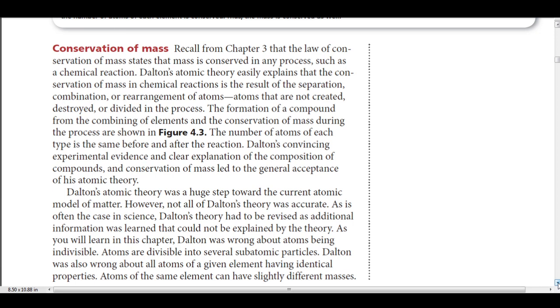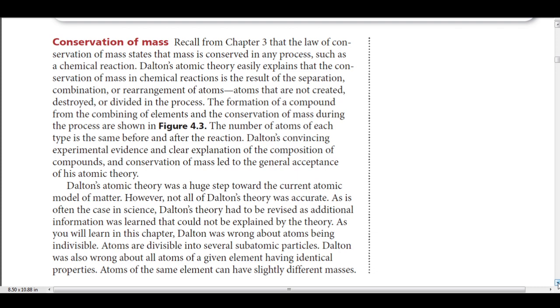Mass is conserved in any process, even during a chemical reaction. Dalton's atomic theory easily explains that the conservation of mass in chemical reactions is the result of the separation, combination, or rearrangement of atoms. Atoms are not created, destroyed, or divided in the process, so there are no nuclear reactions happening here. The formation of a compound from the combining of elements and the conservation of mass during the process was shown in the figure above. The number of atoms of each type is the same before and after the reaction. So if you start with A and B, you just get some combination or rearrangement of A and B as your product.